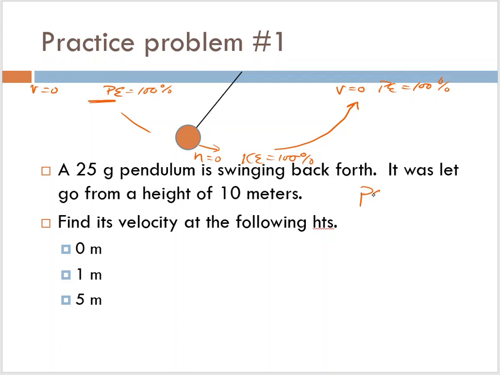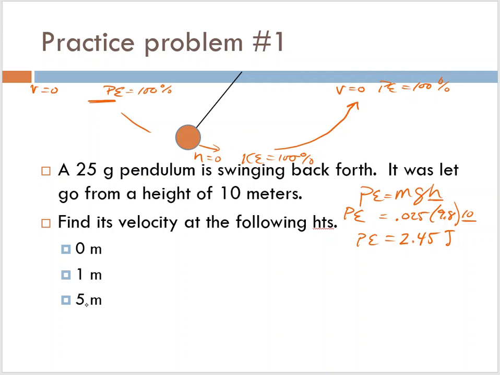The potential energy at the 10 meter mark is going to be mass times gravity times height, and in this case the mass is 0.025, if I convert grams into kilograms, times 9.8 times the height of 10 meters. Hopefully you guys are pausing this and trying to find your own answers to make sure that you can do this on your own, but this would be 2.45 joules. That's how much potential energy this pendulum has at the 10 meter mark.